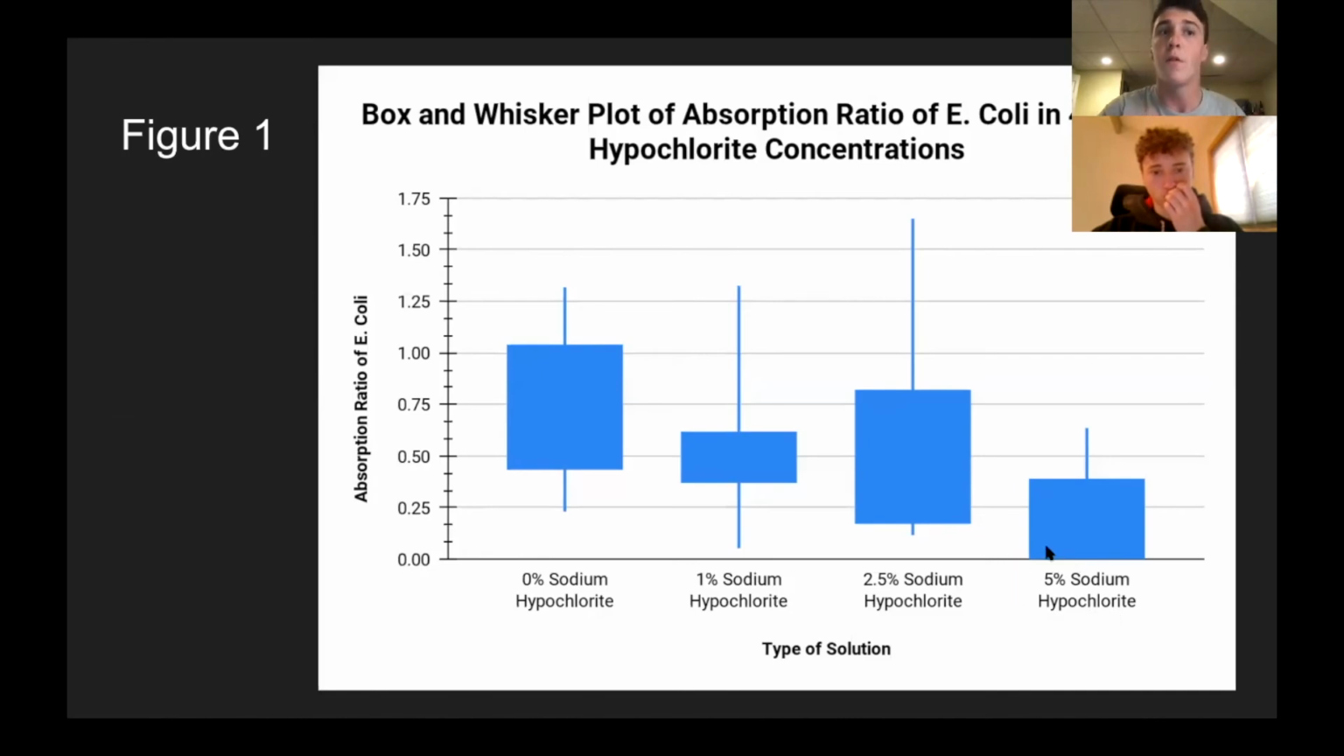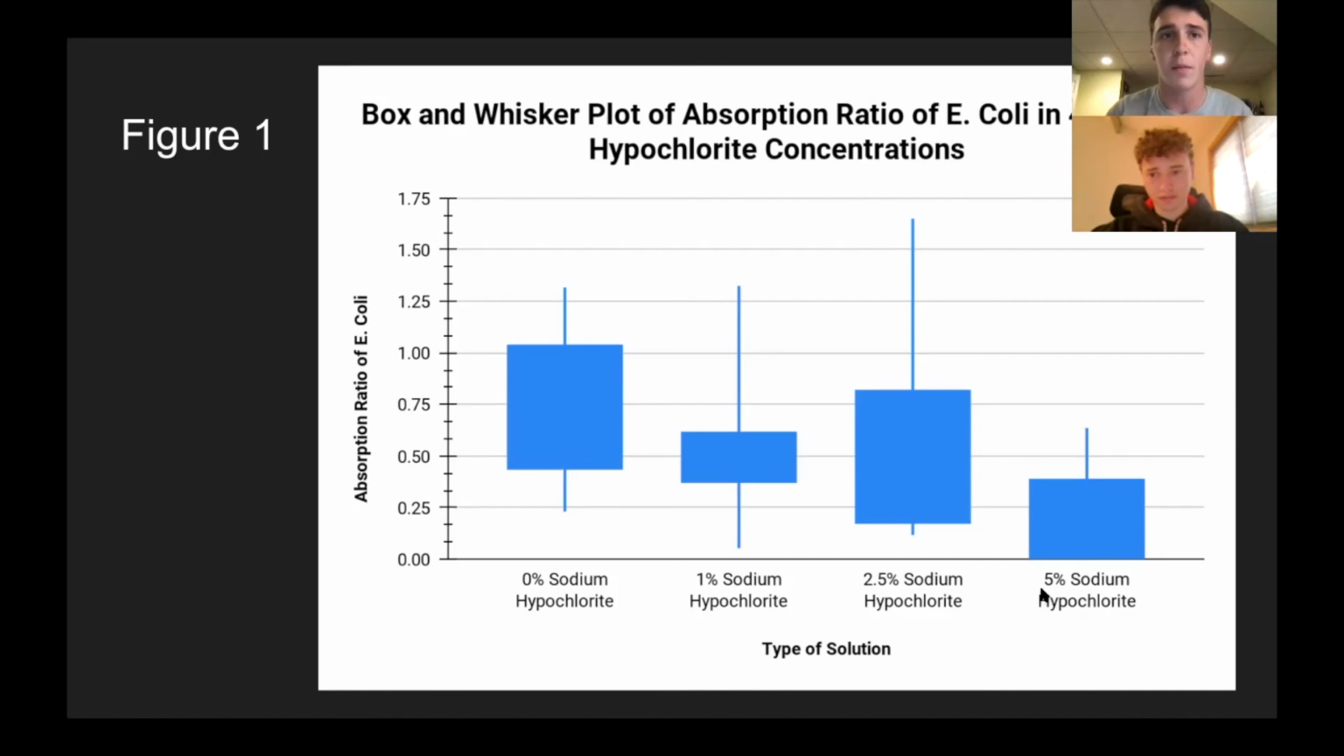absorption ratio. For example, the third quartile for the 5% sodium hypochlorite solutions is lower than that of the first quartile for the 0% solutions, indicating that the 5% sodium hypochlorite solutions do indeed kill off some of the bacteria. And by that same token, this graph also shows that the first quartile for the 5% sodium hypochlorite solutions is at 0 on the absorption ratio metric, which indicates that 1/4 of our observations at the 5% mark killed all of the bacteria inside of them.